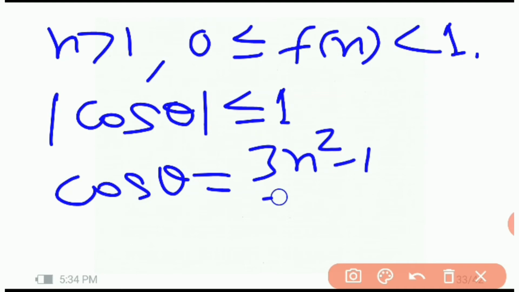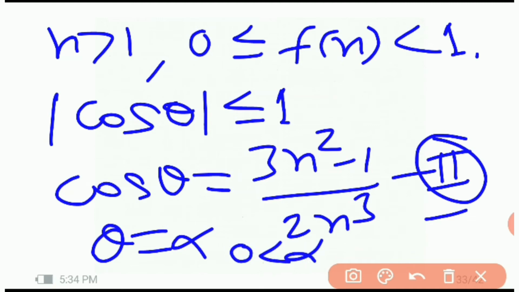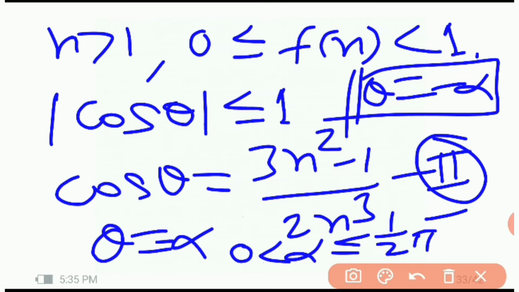One root of equation second, we have cos θ is (3n² − 1) divided by 2n³. This is equation second. One root of this equation will be θ equal to α, where α is a number satisfying 0 is strictly less than α, and α is less than or equal to π/2, and the other root will be θ equal to −α. Hence the solution of the example.